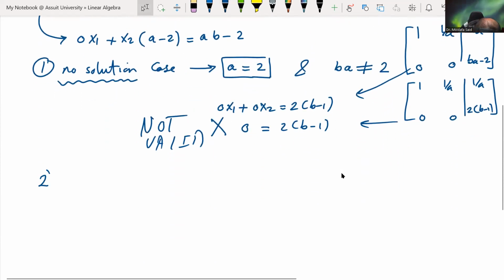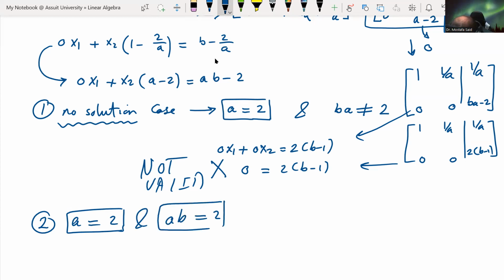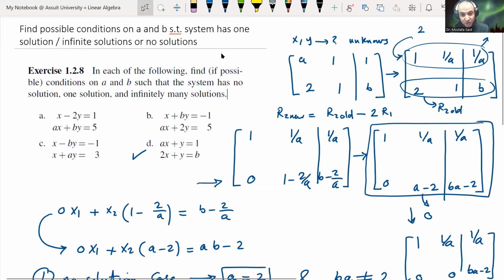The second case, I'm going to start with the case of infinite solutions. So we started with no solutions, and now we go to the opposite case, infinite solutions. In the opposite case, again, A equals 2, but in that case, AB equals 2. And in all the examples that you're going to see, we have 4 examples here. Remember, I just solved one of them.